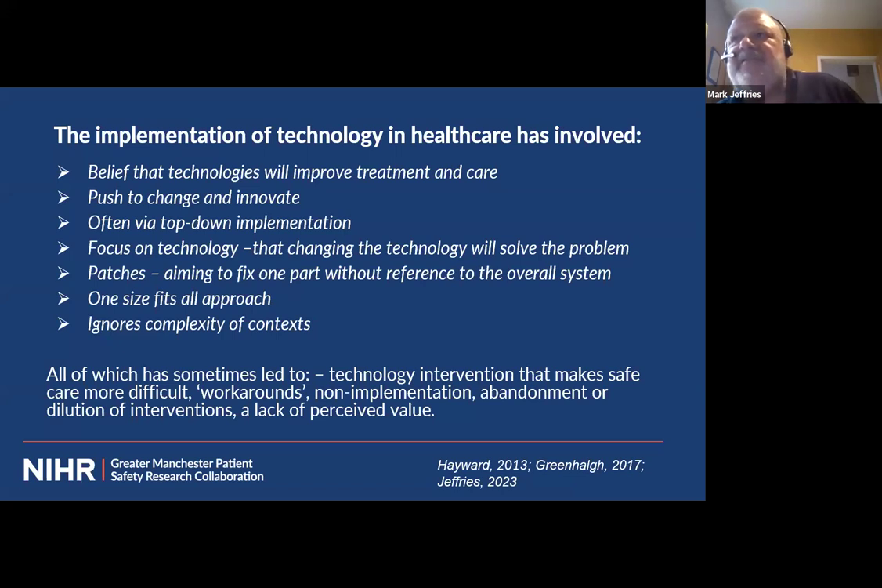It's all left to the sense of whether it has made care safer, or whether it has made it more difficult to care safely for people. There are workarounds again, and non-implementation and abandonment, dilution of interventions. And it becomes that there's a lack of perceived value, therefore, in the technology.